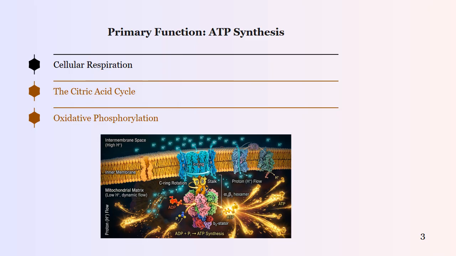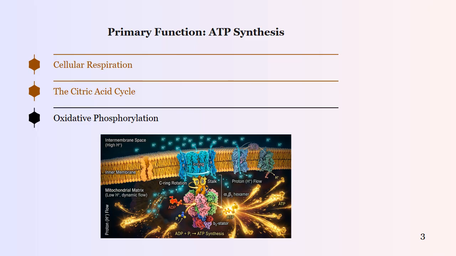3. Primary function, ATP synthesis, cellular respiration. Mitochondria extract chemical energy from nutrients like glucose through a series of complex metabolic pathways. The citric acid cycle occurs in the matrix. This cycle oxidizes acetyl-CoA to generate NADH and FADH2 electron carriers.